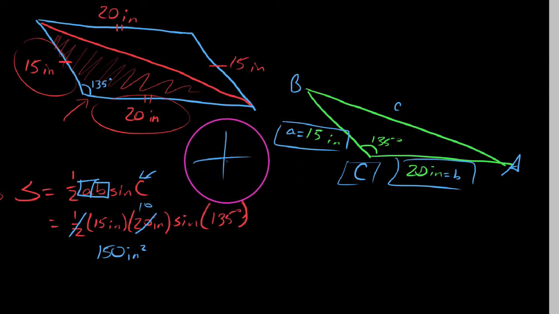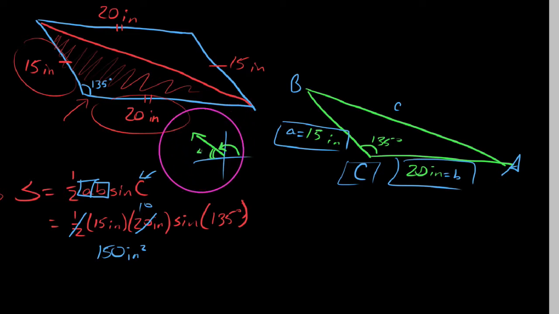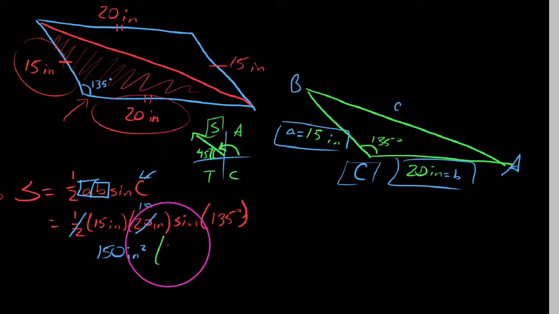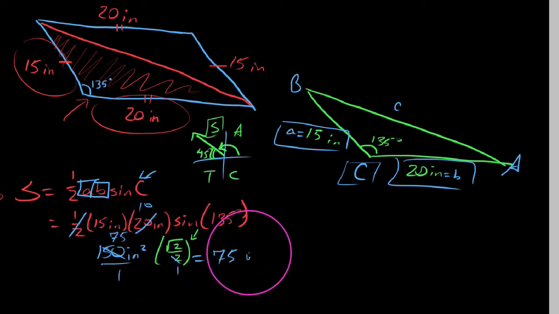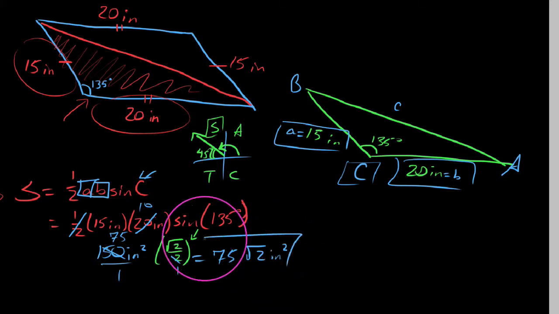Anybody who's taken a trig class knows that 135 degrees has a reference angle of 45 degrees. So when we take the sine of 135 degrees, you're going to get the same thing as the sine of 45 degrees. It's just that it's in the second quadrant where it terminates, and so our sine value does come out to be positive. By the way, the sine of 45 degrees is the same thing as radical 2 over 2. So we're taking 150 square inches times radical 2 halves. Multiplying these out, the 150 and the 2 cross cancel, and we get 75 radical 2 square inches. So this is our area as an exact value.